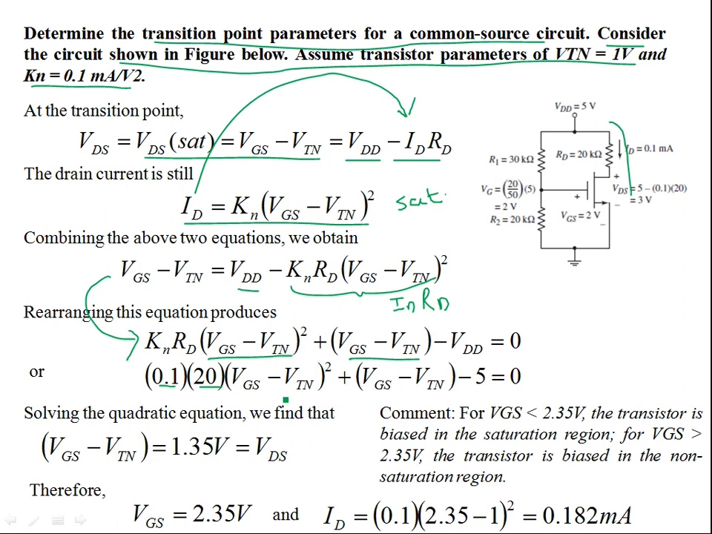So you find out that VGS minus VTN comes out to be equal to 1.35 volts. And that VGS minus VTN over here is also your VDS. So VDS is 1.35 volts. Therefore, for VTN equal to 1 volt, you have VGS as 2.35 volts, and you can find the current ID from VGS and VTN. This is 1.35 volts squared multiplied by K, which is 0.1. So you have ID as 0.182 milliamps, all right?